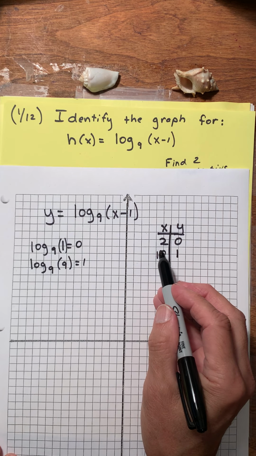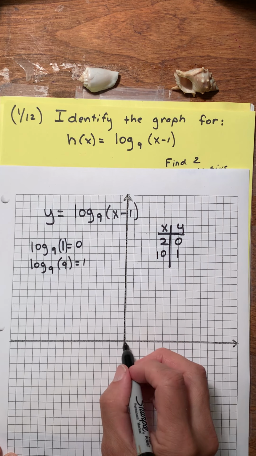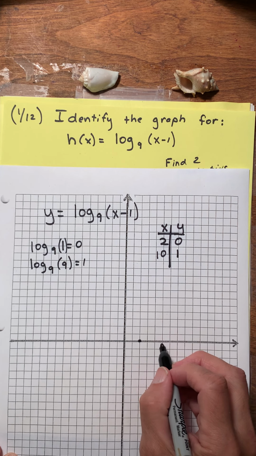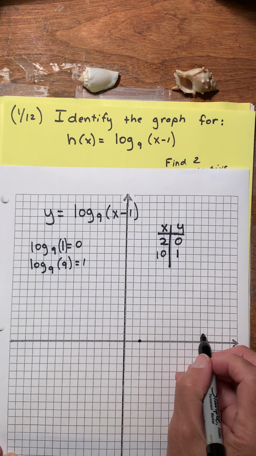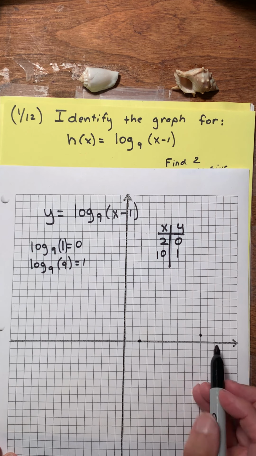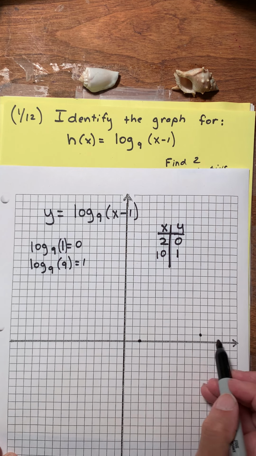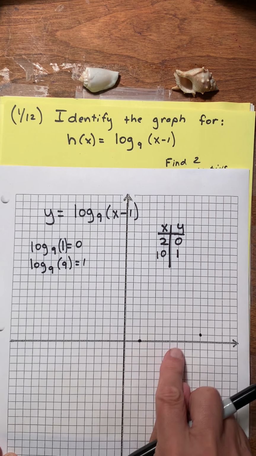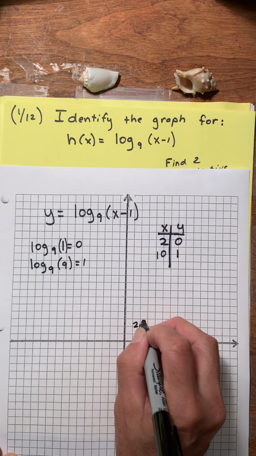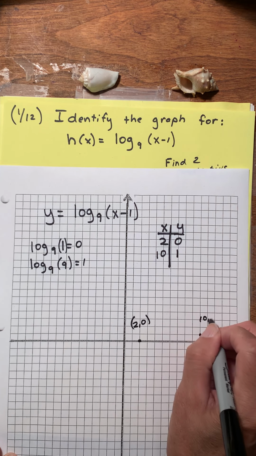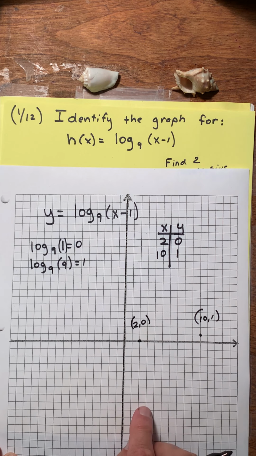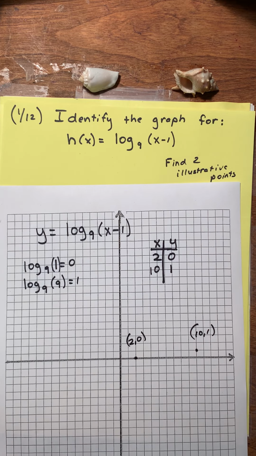So on my graph, I have the points (2, 0) and (10, 1). Now, all you have to do, hey, what does this graph look like? It's something like this, I'm not sure. But all you have to do is find the graph with these 2 points, and you got it. That's all you got to do.